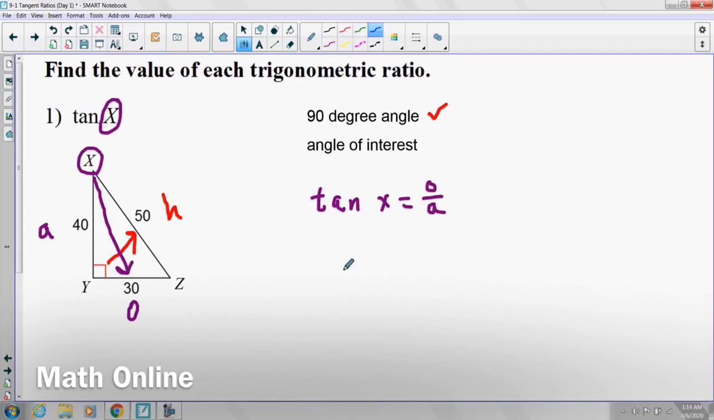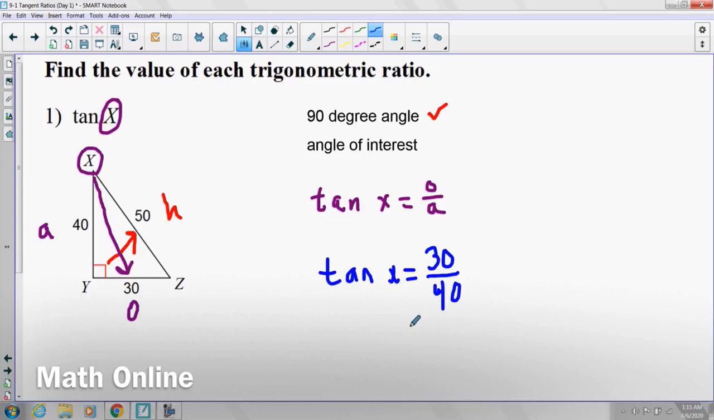So here we go. Let's write our answer. Tangent of angle x is equal to what ratio? The measurement of the opposite side is 30 units over the length of the adjacent side, which is 40. There it is. That looks like a 40 now. So that should be our answer. Tangent of x is equal to 30 over 40.